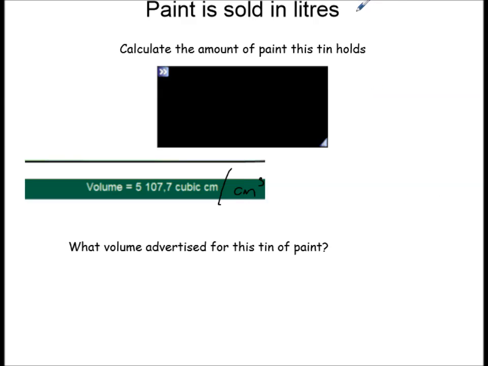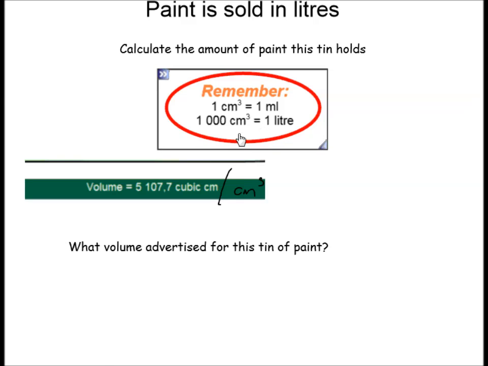But paint is sold in liters, so we have to calculate the amount of paint this tin holds. Well, remember that there is a conversion. 1 centimeter cubed equals 1 milliliter. 1,000 centimeters cubed equals 1 liter. You only need to know this one. If you know that calculation, you can convert to liters afterwards.